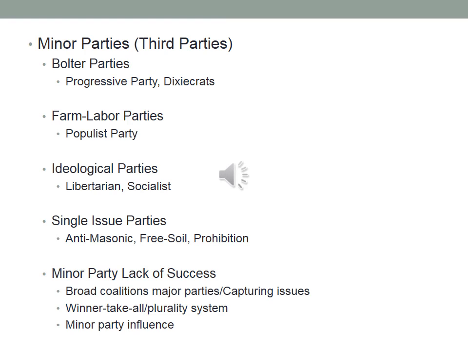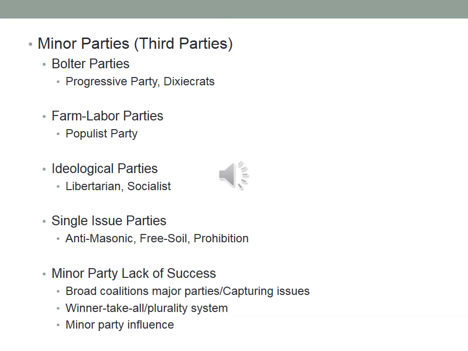The Free Soil Party was one of the early parties that challenged the expansion of slavery. "Free soil for free men," that was their motto. And then the Prohibition Party, which is basically a political party that rallied around the abolition of alcohol, the outlawing of alcohol.